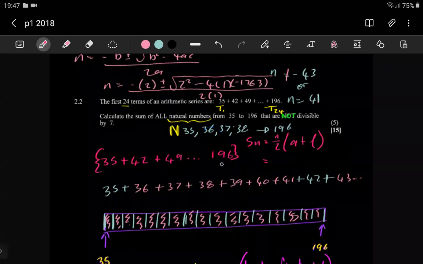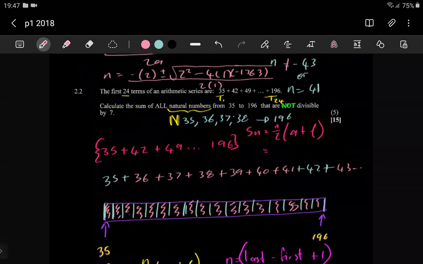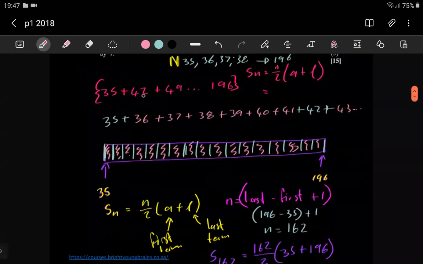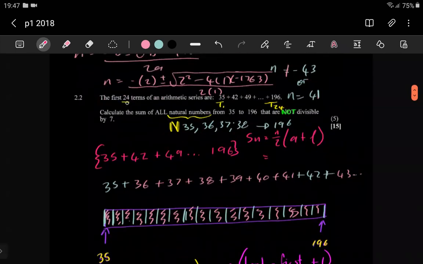But you're not dealing with natural numbers here, you're dealing with just these ones. So you already know that they told you have 24 terms. So n is 24. The first term here is 35, the last term here is 196. All this in the calculator. Let us see what this gives us. Or in the head rather.